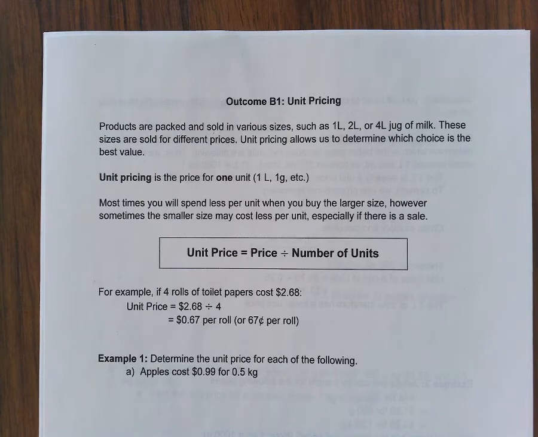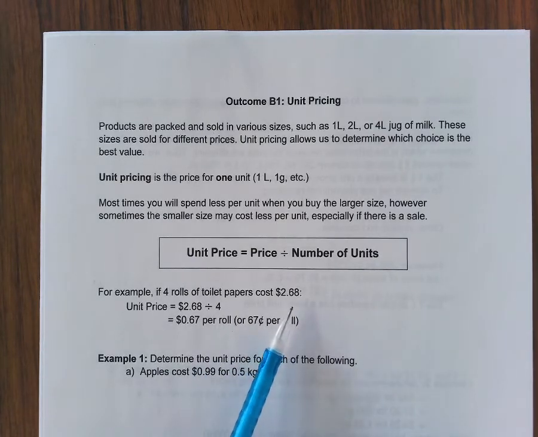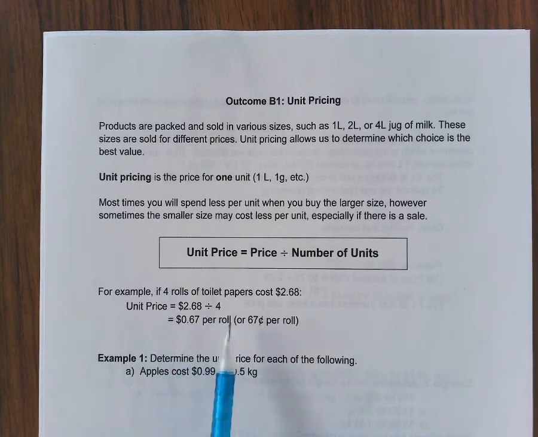For unit pricing, what you're going to do is take the price of an item and divide it by the number of units. For example, if 4 rolls of toilet paper cost $2.68, the unit price, or the price per roll, would be $2.68 divided by 4, or 67 cents per roll.